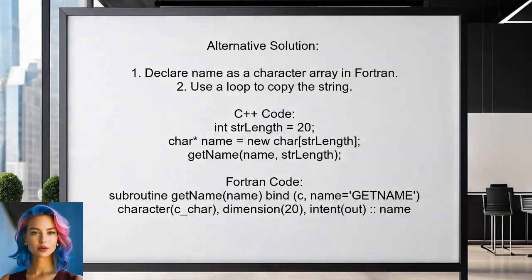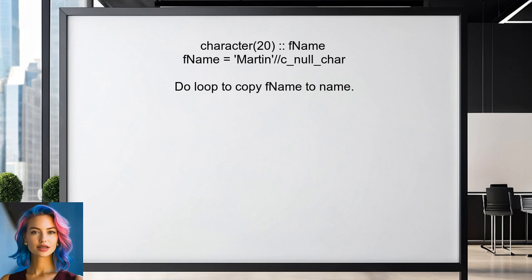An alternative solution to returning a string from Fortran to C++ involves modifying the Fortran subroutine. The user suggests declaring the name as a character array of a fixed size in Fortran and using a loop to copy the string into this array.